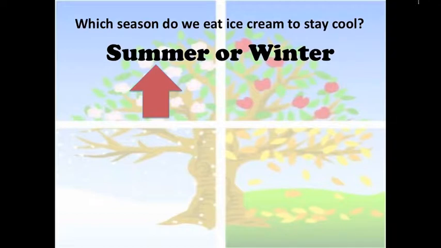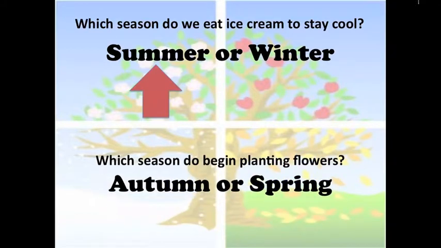It's okay if you got it wrong. We're going to do another example. Let's see if you can get this one right. So which season do we begin planting flowers? Do we plant flowers in autumn or spring? I'm going to give you guys a few seconds. Go ahead and point to which one you think it is. Do you guys think you got it? Is it autumn or spring? The answer is spring.